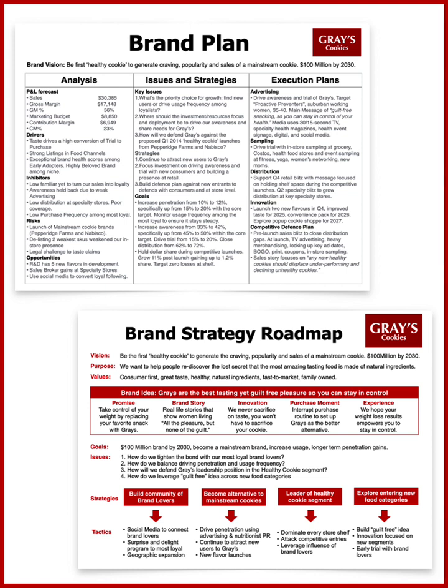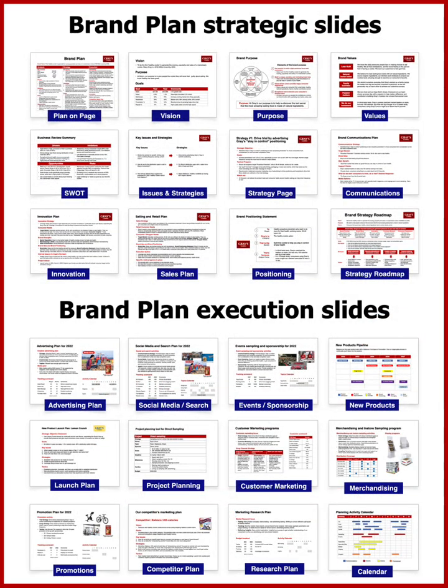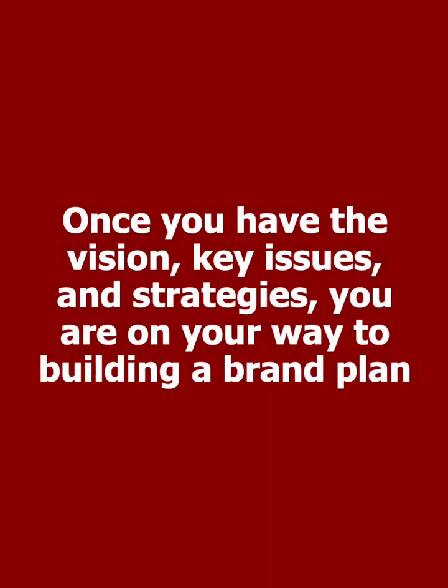That allows me to complete everything within this annual plan at the top, the analytics, the issues and strategies, and the specific execution plans. On the bottom, that's our 5-year brand strategy roadmap, and I can transform all of this into a presentation using our brand plan templates that looks at the strategic slides, and depending how deep you want to go, we've got execution slides as well. Once you have the vision, key issues, and strategies, you are on your way to building out an overall brand plan on your business.